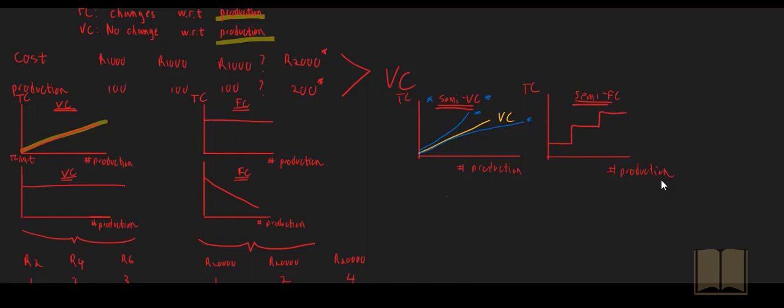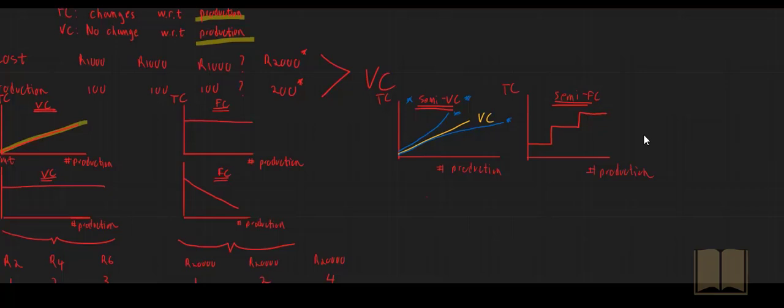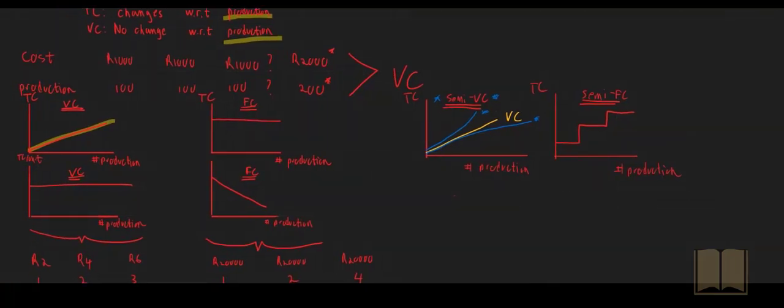A semi-fixed cost, as I'm currently drawing, is a cost that is fixed for certain levels of production. Maybe it increases every 100 units. So it's fixed for different ranges of production.